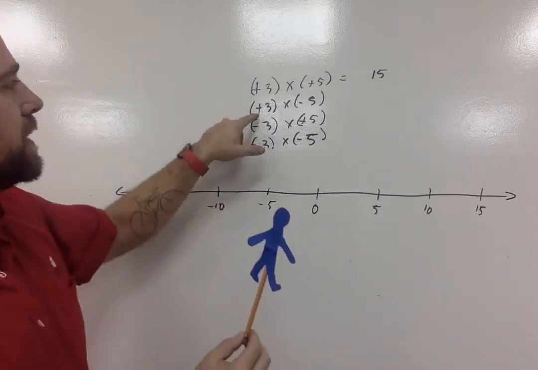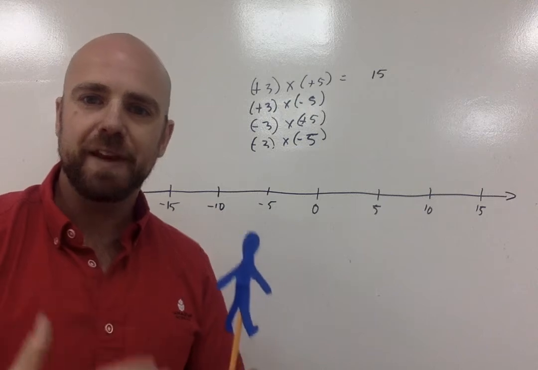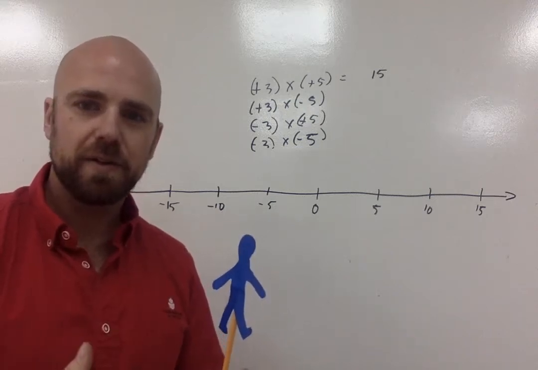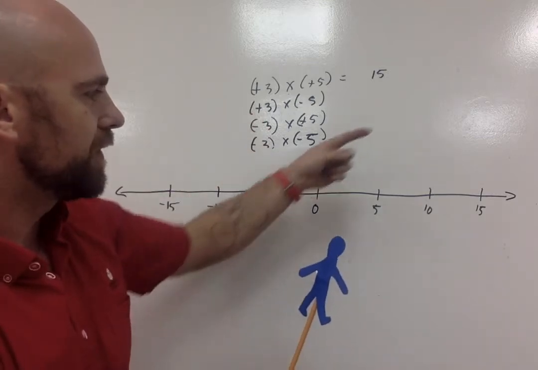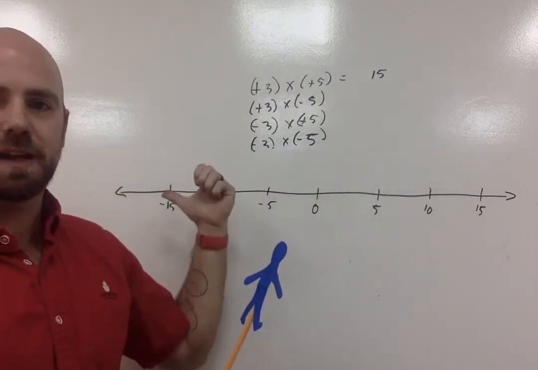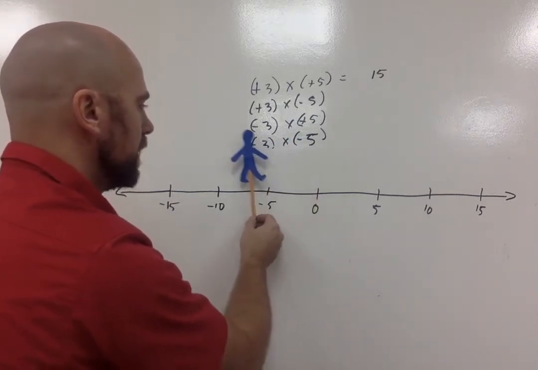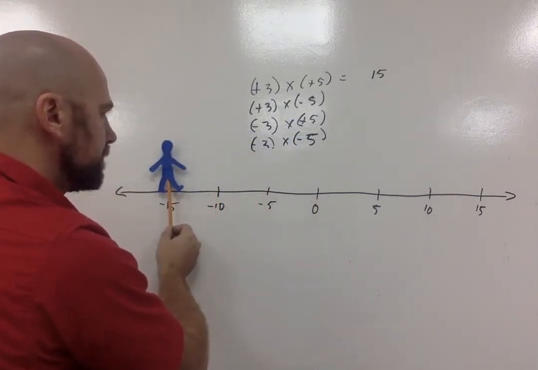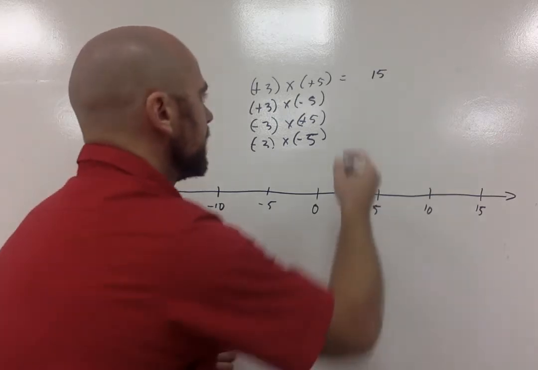So basically, the way that they're facing is determined by the first symbol. They're facing the positives or they're facing the negatives. In this case, he's facing the positives, but he's moving backwards. 1, 2, 3. So we end up getting negative 15.